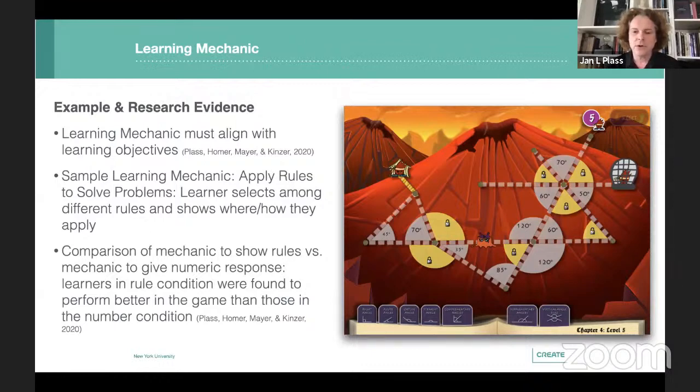We compared that to a learning mechanic where instead of the different rules that you use to solve the problem, you just tell us what the degree angle is to solve the problem, right? So if I take one angle where the given angle is 70 degrees, then I know the remaining angle that I need to solve for is 110 degrees, and I would just click on 110. So we compared two different games with those two different mechanics, one with the rules and one with the numeric response. And what we found is that indeed the learners in the rule condition performed better in the game than those in the number condition. In other words, when the focus of the mechanic was on the rules, which was also what was tested, then the outcomes were better. And you see the reference here if you're interested.